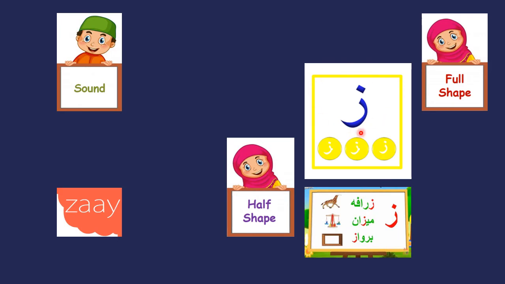This is the letter za. It has a dot on it, and these are its half shapes. When it comes in the words, the starting shape is like this, the middle shape and the end shape. And you can see that there is no specific change in the half shape. It remains the same as the shape of full. And the sound of za is za. And sometimes it is also pronounced as zai.